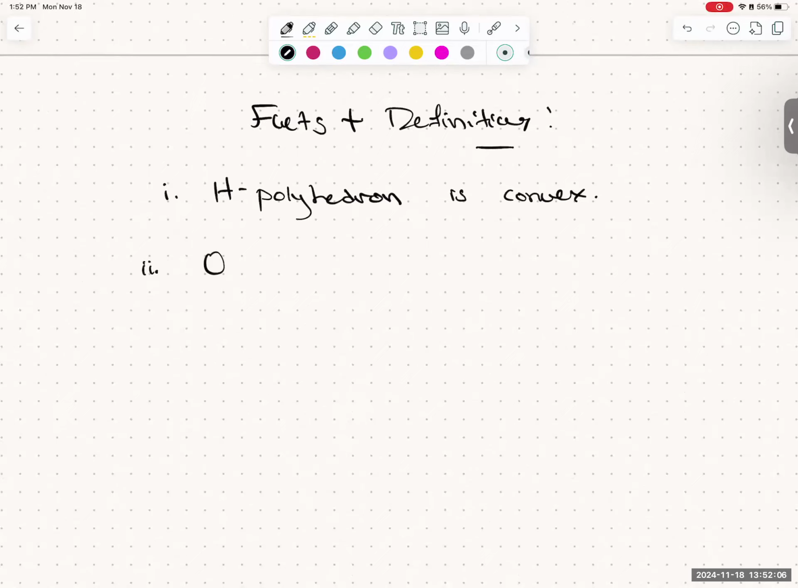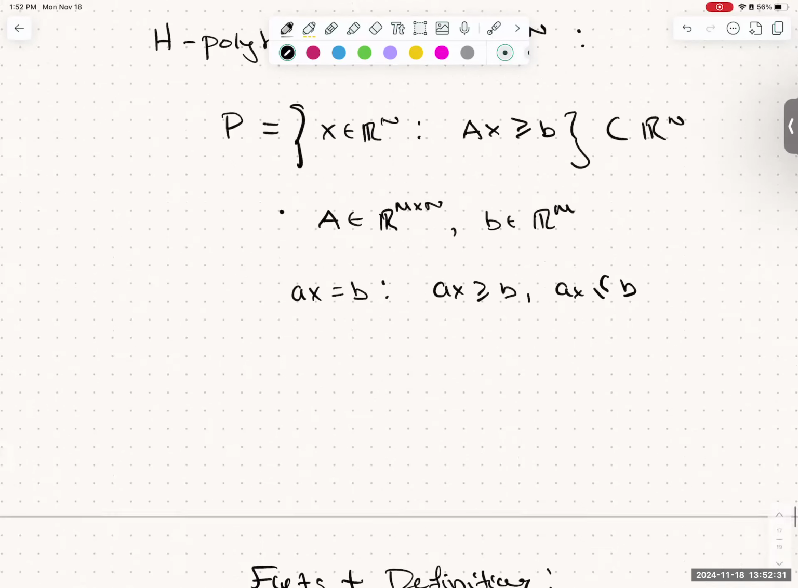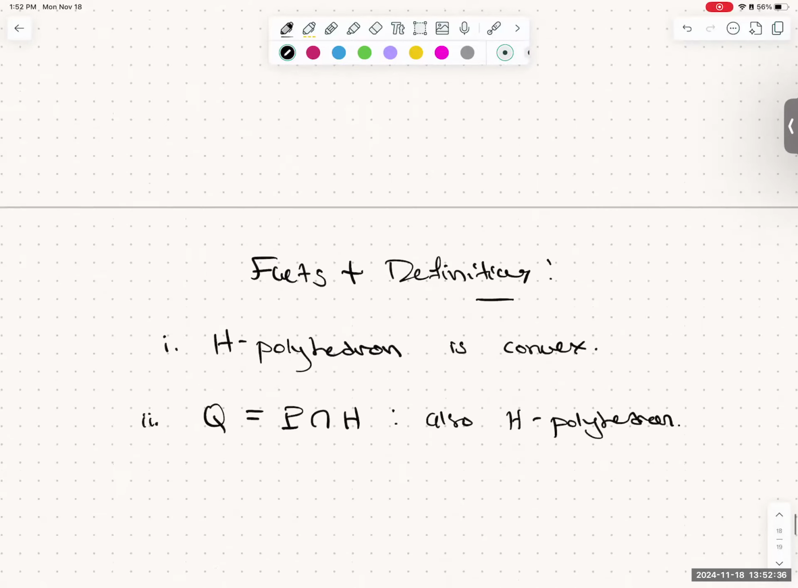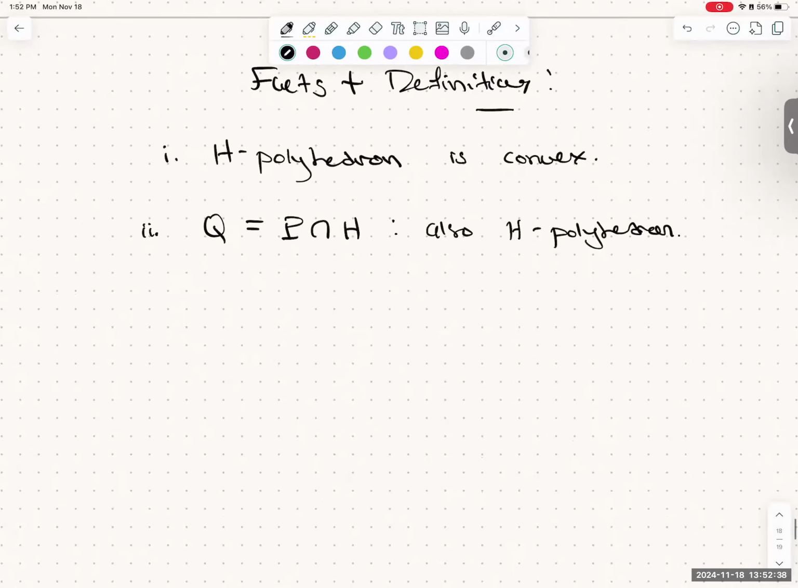If you take P, say P is a polyhedron, and you intersect it with a half space, or just, sorry, a hyperplane, then this is also an H polyhedron. This just follows from the very definition that we used. If you just introduce another hyperplane, then it will still follow that definition.